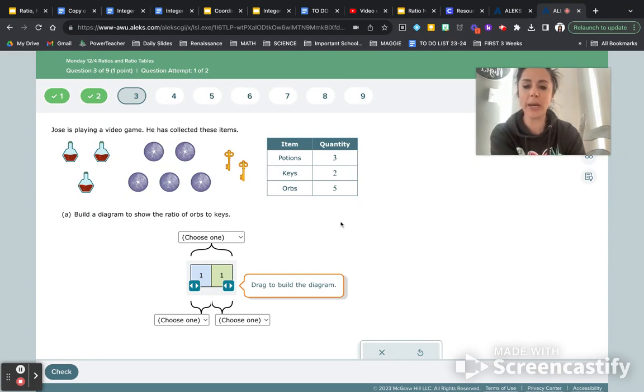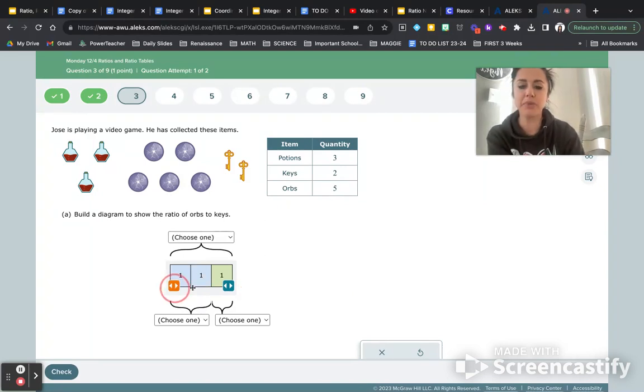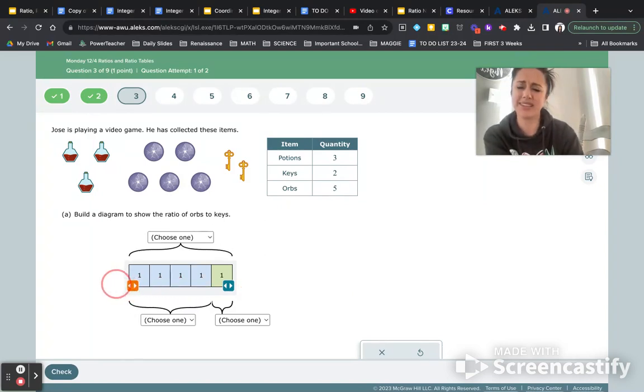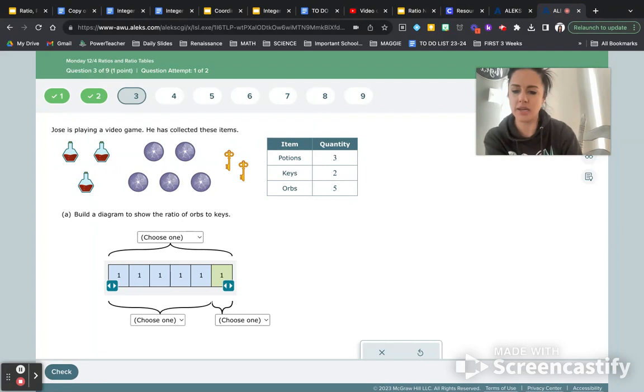So I'm comparing how many of these electric orbs there are and keys. I also have this nice little table here that kind of gives me the answer. So build a diagram to show the ratio of orbs to keys. I know I have 1, 2, 3, 4, 5 orbs. And if I couldn't count them, they're actually there in the table for me. So I'm just kind of laying it out. 1, 2, 3, 4, 5 orbs. Orbs, 5 orbs, to how many keys? 2 keys, right? So there's 2 keys.